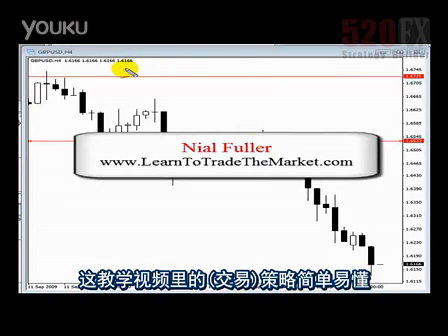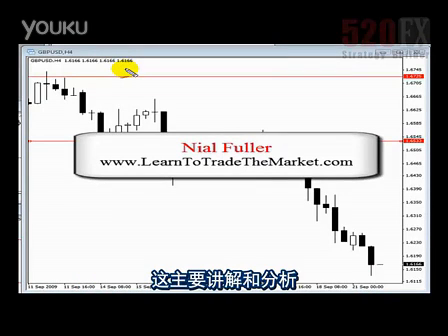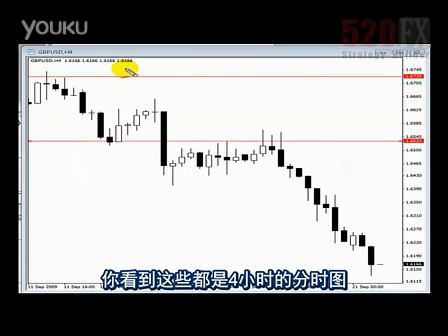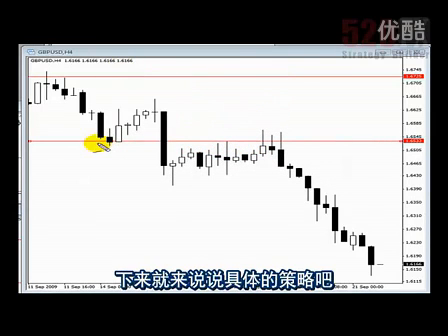In today's video, it's a very simple setup I'm going to be talking about. I'm going to be looking at a trade that's recently formed on the GBP USD. This is on a 4-hour time frame. Now let's get on to the setup here.